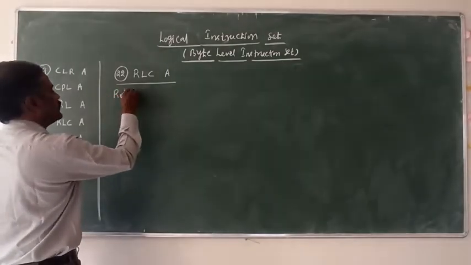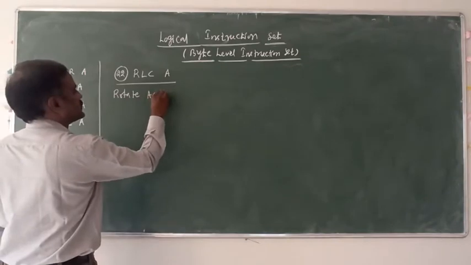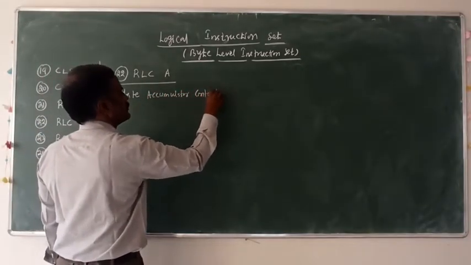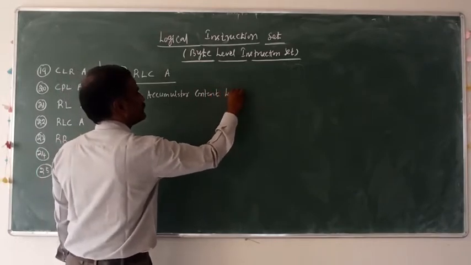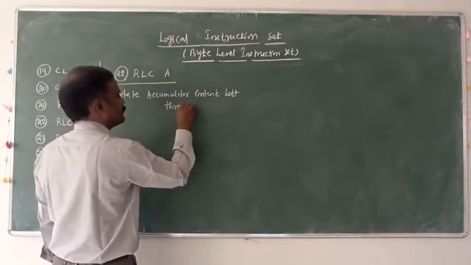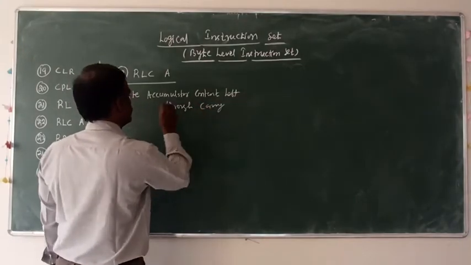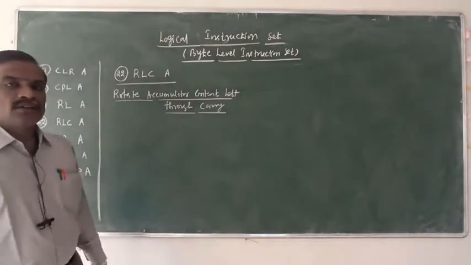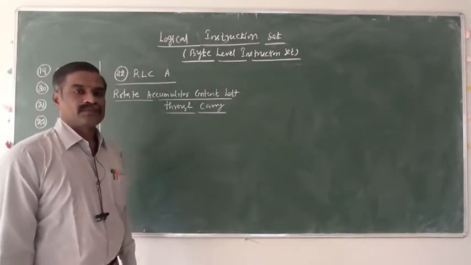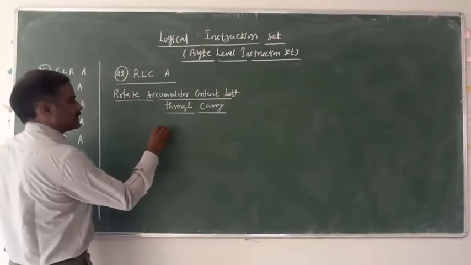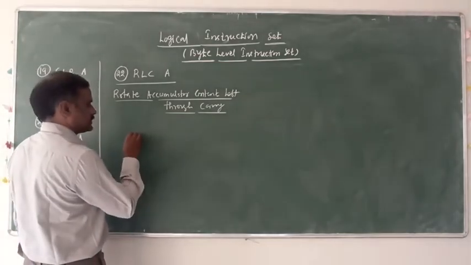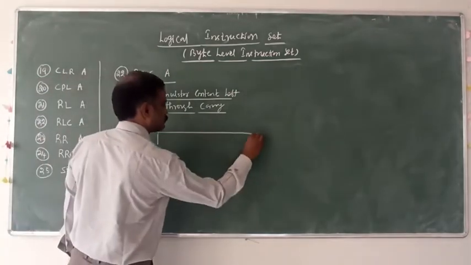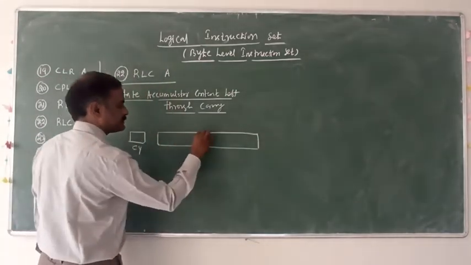Rotate accumulator content left through carry. It will rotate the accumulator content by a single bit movement with the carry also. Okay. Here the position: this is for carry C and the 8-bit position data like this.